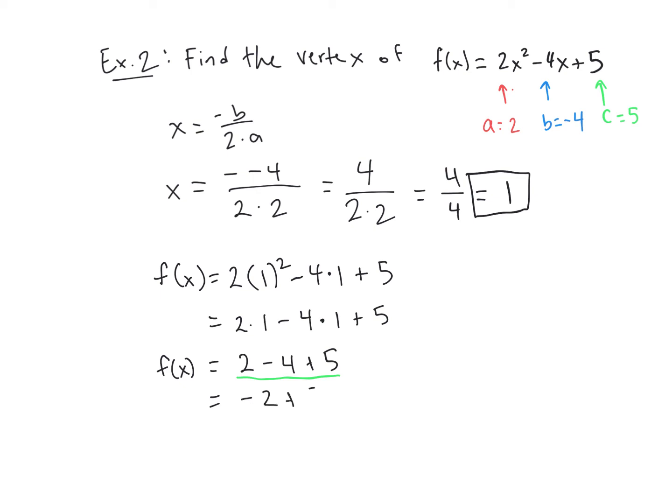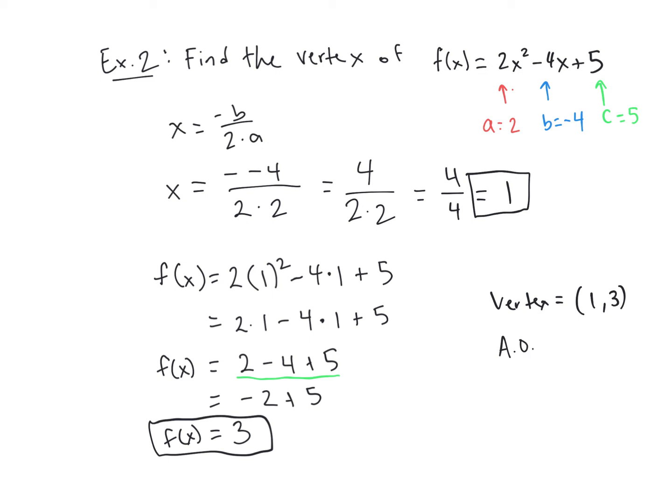Yeah, it'd be negative 2 plus 5, which is a positive 3. So my y value would be 3. So that would mean in terms of my parabola, my vertex would be 1, 3. And once I know my vertex is 1, 3, my axis of symmetry is going to be the x coordinate of that vertex. So the axis of symmetry would be x equals 1.